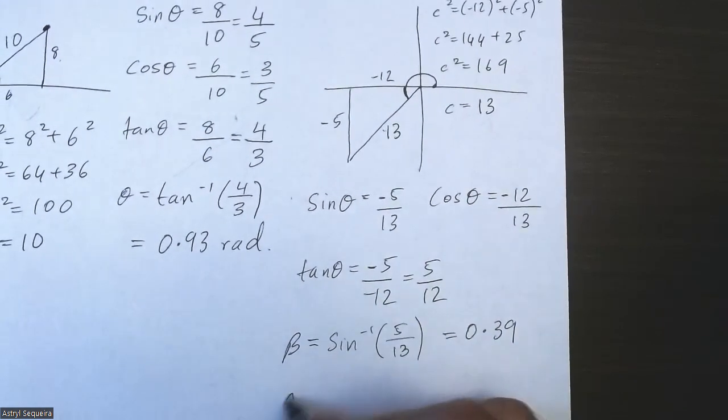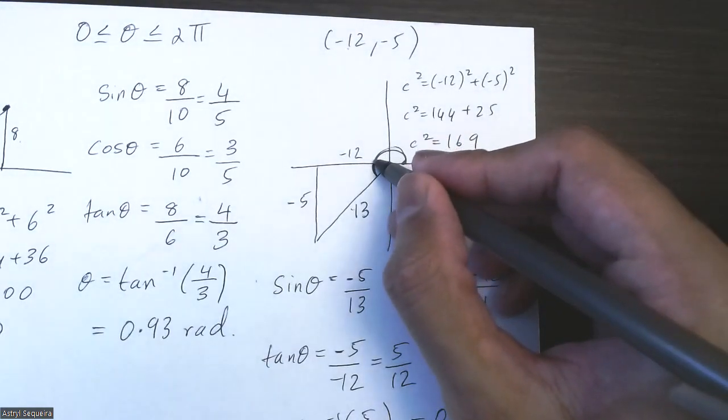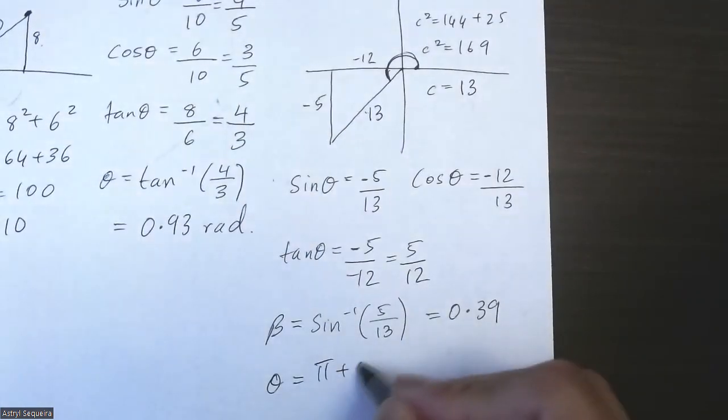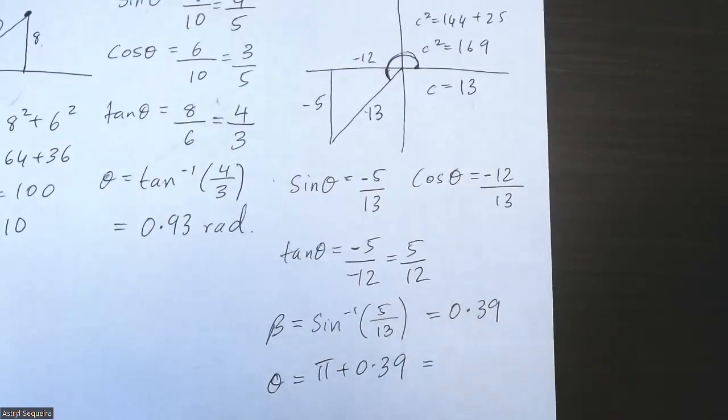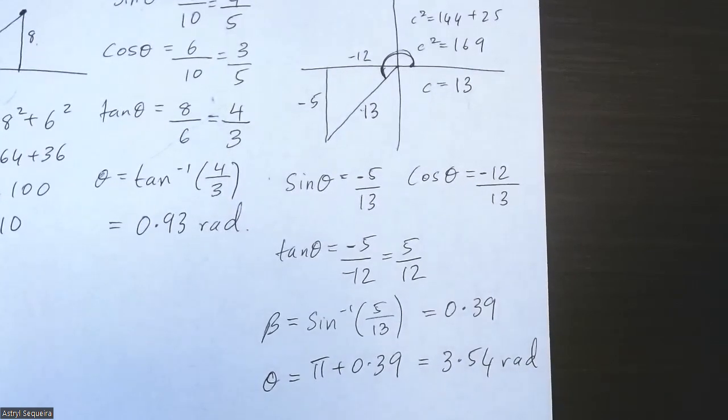And now to find my principal angle, if I start here and go to here, this is pi plus 0.39. This is basically 3.54 radians rounded to 2 decimal places.